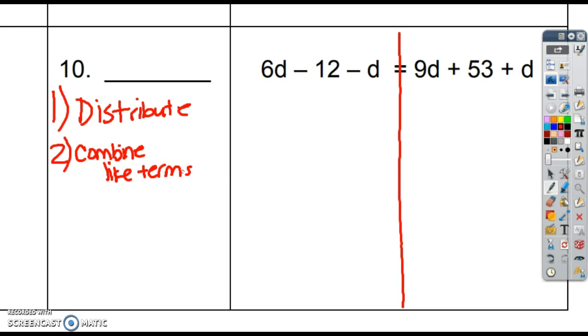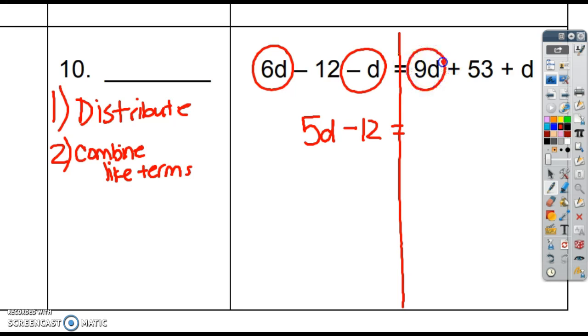On this side, do I have anything I can combine? I have 6d here and a negative 1d here. So you have 6 and you take 1 away, you have 5. Bring down your negative 12, you didn't combine that with anything. Equals. On this side, what do you have to combine? I have a 9d here and a positive 1d here, so you have 9, you add 1. Now you have 10d, and then bring down your positive 53. Okay, so now we combined.